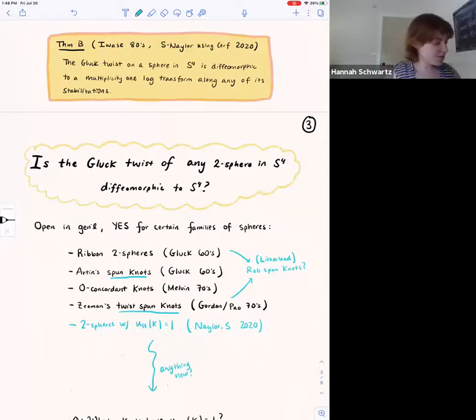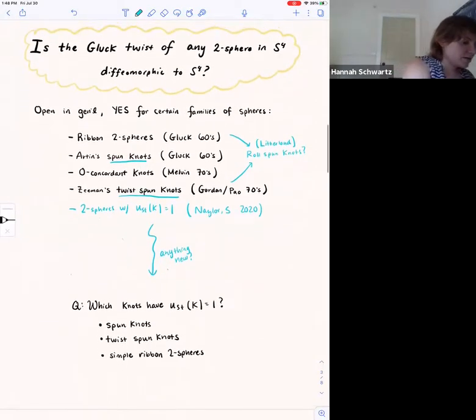So I guess the question is, which two spheres have stabilization number 1? There's a few that are known. Spun knots do, but spun knots are already up here on the list, so that's not super exciting for us. Spun knots of knots with unknotting number 1. And the same here for twist spun knots.